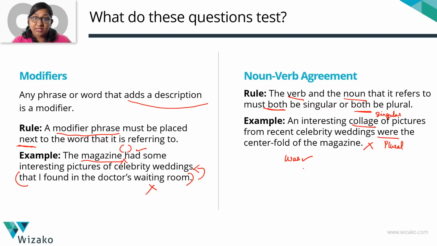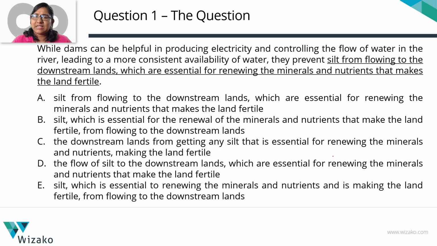So to sum up these 2 rules, if there is a verb and it's pointing at a noun, that noun and the verb should agree in terms of number. And if there is a modifier phrase, that modifier phrase has to be physically next to the word that it's referencing. There are a lot of other sub-rules that you need to know in both these concepts. There are special circumstances, there are exceptions, there are all of those. Let's at least understand the fundamentals through these questions. Here's the first question.